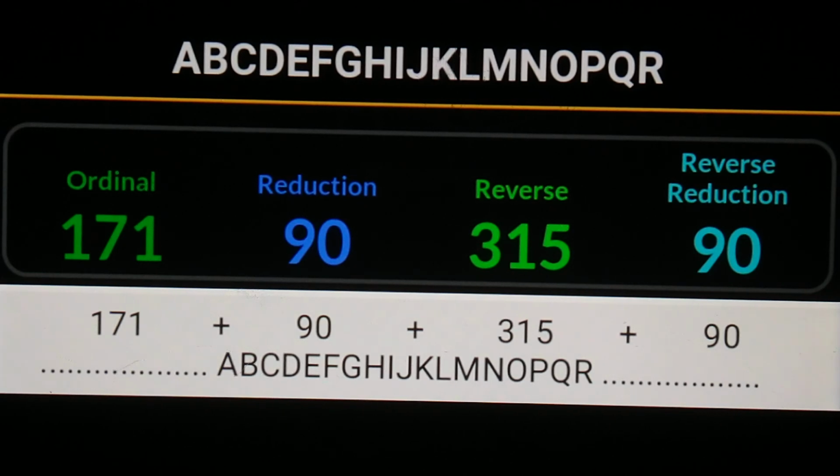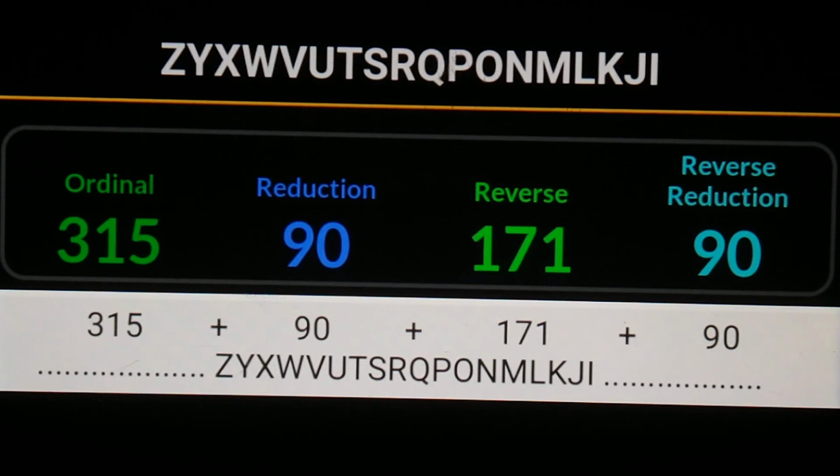Type out the first 18 letters of the alphabet: A, B, C, D, E, F, G, H, I, J, K, L, M, N, O, P, Q, R. R is the 18th. Stop there. Type those letters up to R. In ordinal, you have 171. Reduction, you have 90. Reverse, 315. Reverse reduction, 90. Add them all together. 171 plus 90 plus 315 plus 90 equals 666.